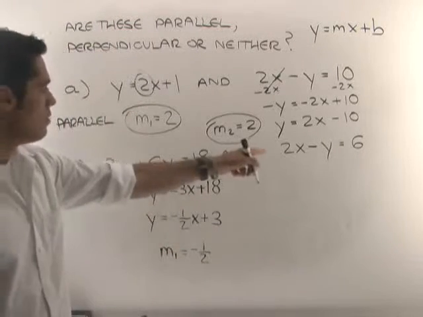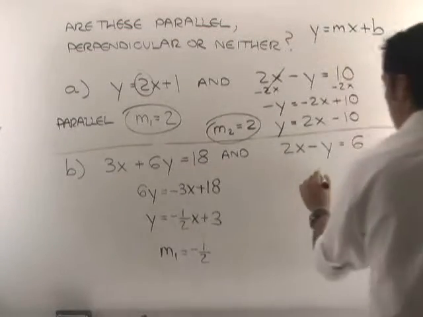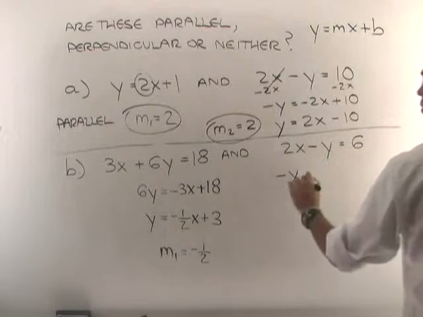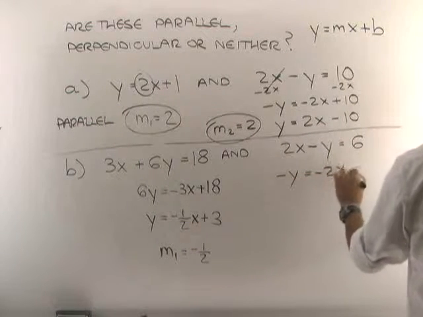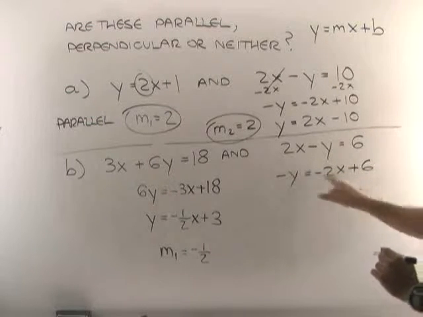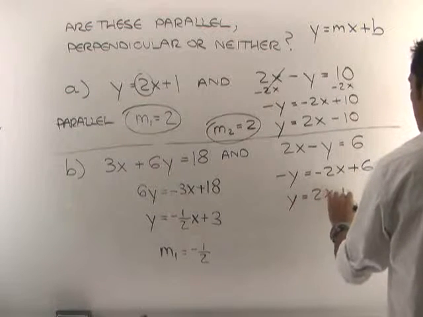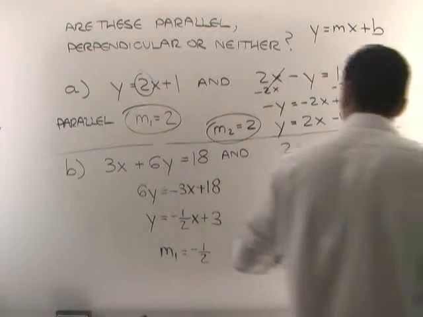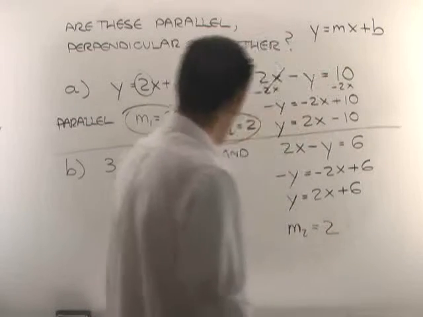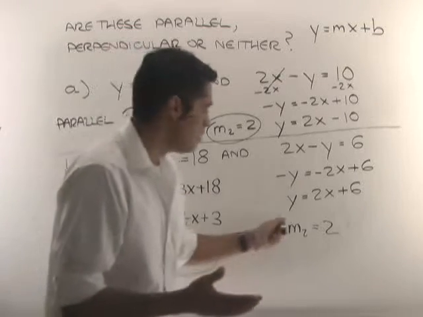Okay, now let's look at the slope of this line right here. So for this one, I'm going to move my 2x over by subtracting 2x. And now to get my sign on my y to be positive, I multiply everything by negative 1. So it changes the signs of everything, both sides. Now the slope of this line is 2.